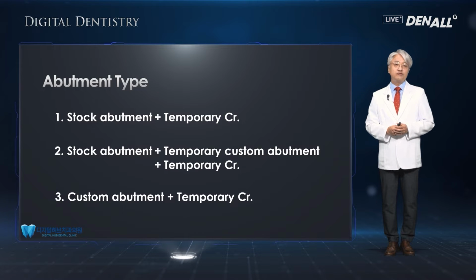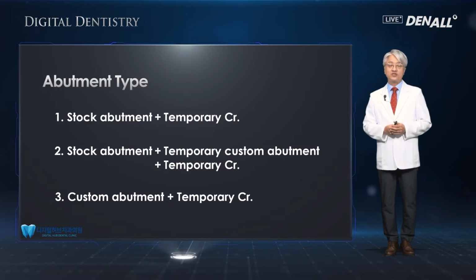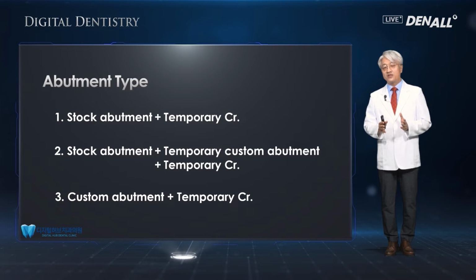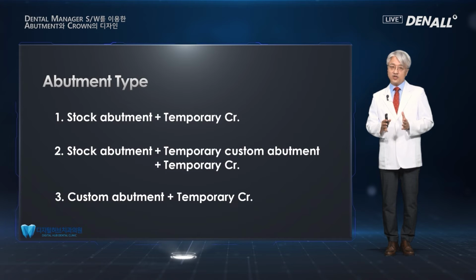Before surgery, when we fabricate abutments and crowns, especially for immediate placement after extraction or gingiva shaping, it is before we manage the gingiva surgically. So the shape of abutment and crown is very important. First, let me talk about the abutment type.